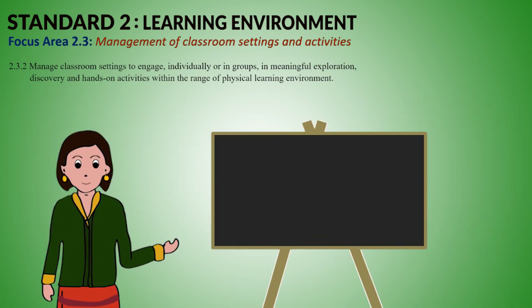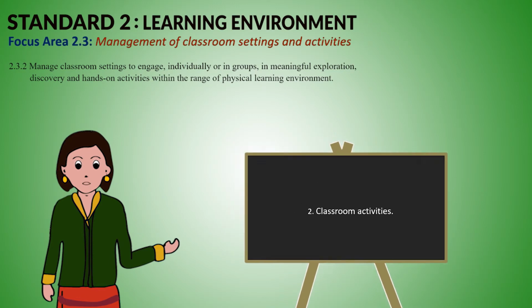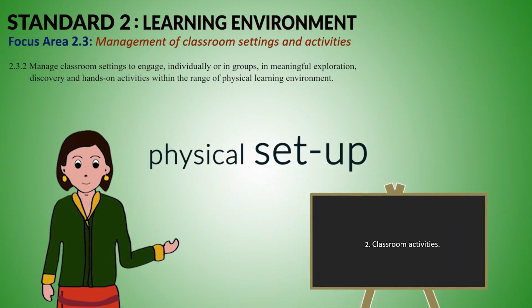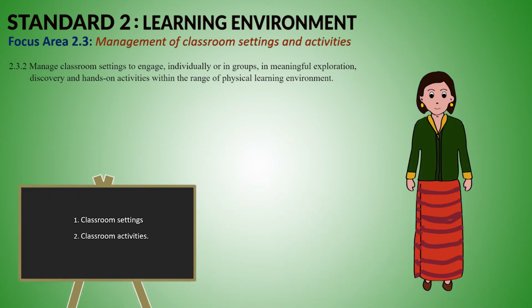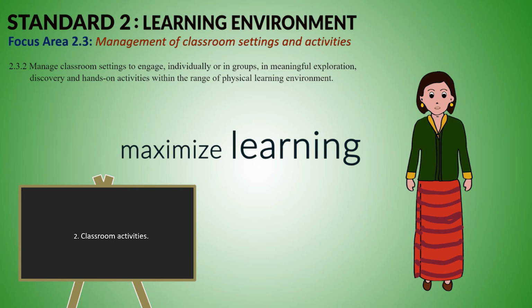The key concepts are: number 1, classroom settings; number 2, classroom activities. Classroom settings refer to the physical setup of the learning environment, which generally includes arrangement of chairs, tables, and other equipment in the classroom designed to maximize learning.